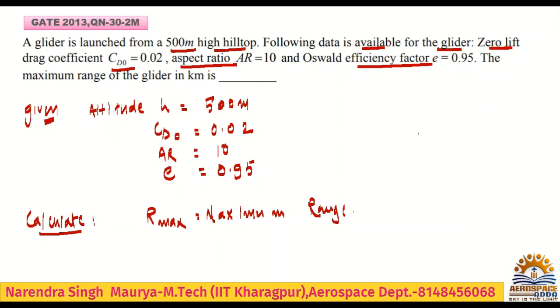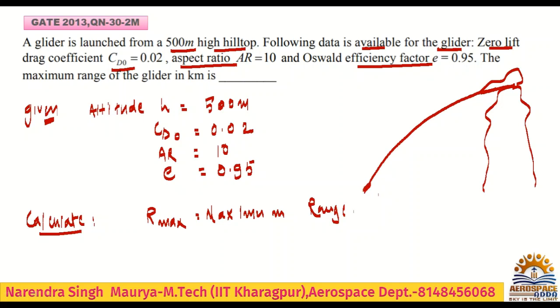Somewhere here this is the location of the aircraft, that glider. This is the reference point, and here this is the hilltop, and this distance they have given to you, 500 meter. This is the glider velocity v infinity. It is launched from the 500-meter high hilltop. So h here it is given.